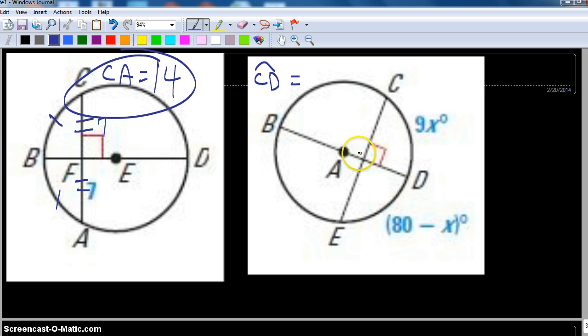On this one, again, I have a diameter and 90. So I can imply all 4 properties. And since I know the arcs, I'm going to put them equal to each other. I'm going to say that 9x equals 80 minus x. That's a 1 there. You always get rid of the smallest x. In this case, it's negative. How do you get rid of a negative? Add.